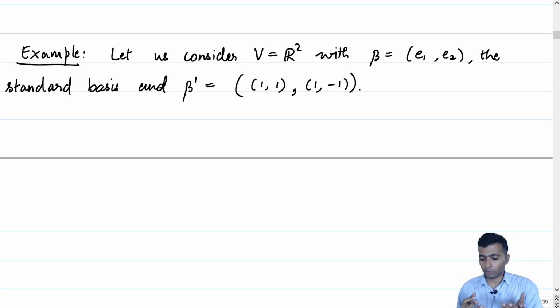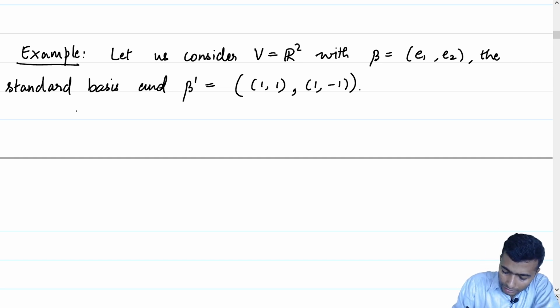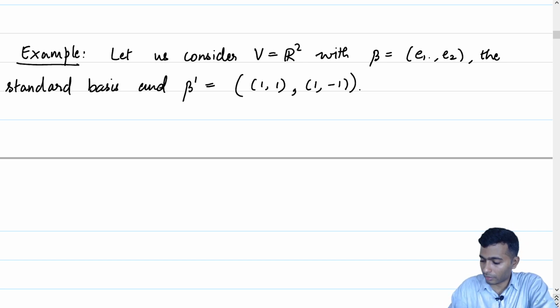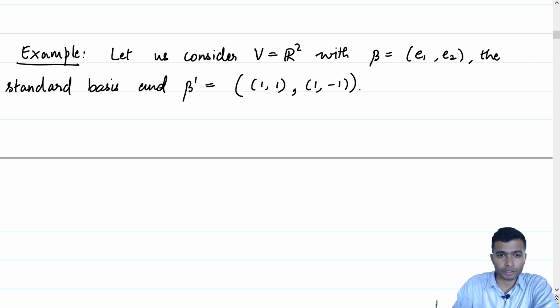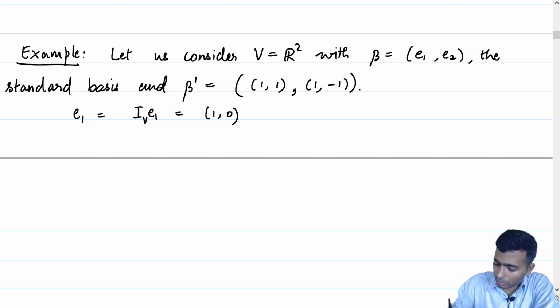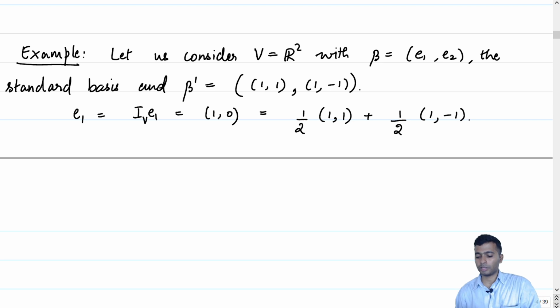Let us try to see what the change of basis matrix is. The change of basis matrix is calculated by evaluating the identity at e1 and at e2. They will give you the columns with respect to (1, 1) and (1, -1). So, observe that e1, which is equal to I_V of e1, is (1, 0), which is equal to half of (1, 1) plus half of (1, -1). So, the first column will just turn out to be half and half.